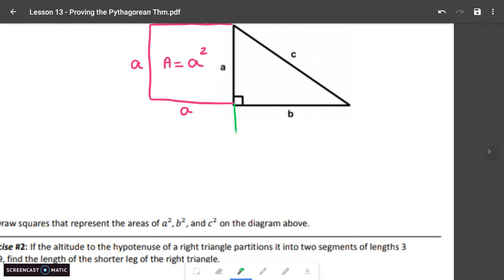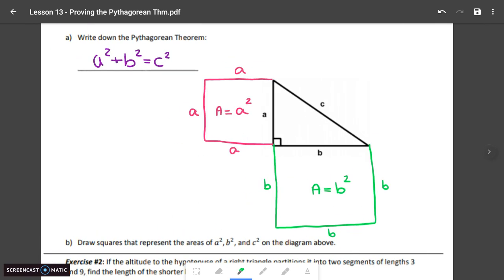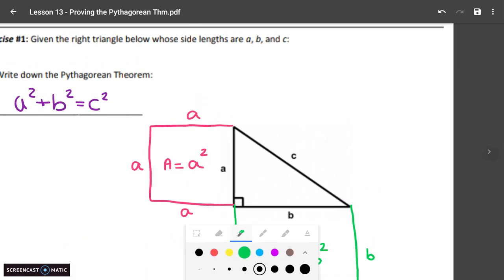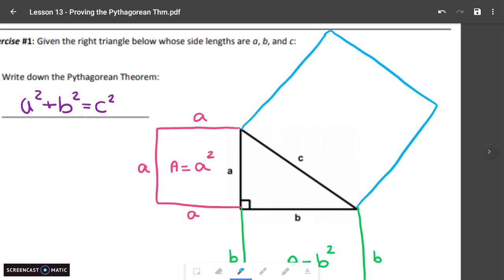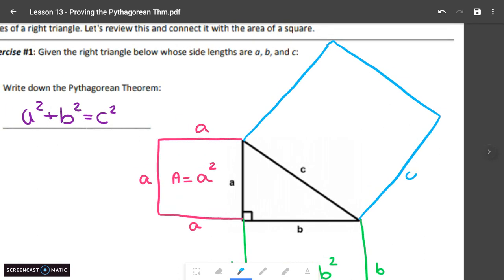Now, if I made another square down for B, it doesn't have to be perfect, just enough so you're getting the point out of it that we have B all the way around. The area of this square would be B squared this time, because the length and the width are B in this case. And finally, one final square is going to be formed with all matching sides of length C, giving that an area of C squared.